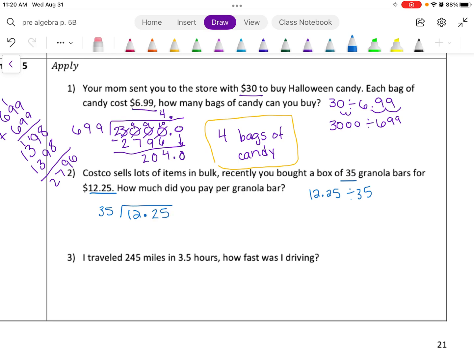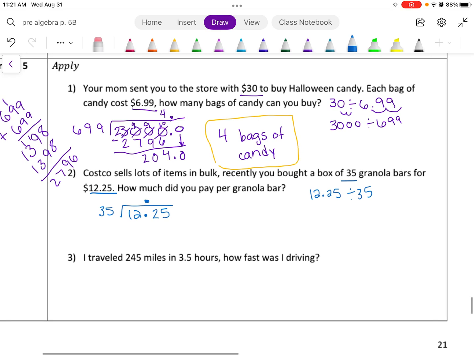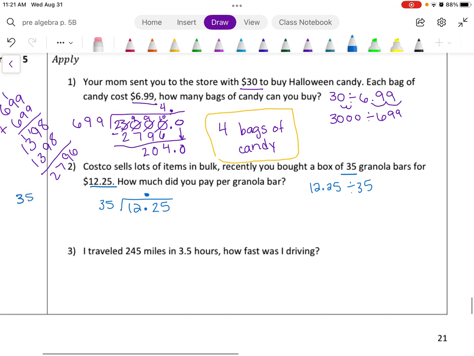25, not 35. Alright, so I'm going to bring my decimal place up so it's in the right spot here. So let's see, 35 doesn't go into 12, so we need to think about how many times does 35 go into 122. Well, 35 times 2 would be 70, plus another 35 would be 105, plus another 35 would be 140, so that would be too big. So 35 goes into 122 3 times.